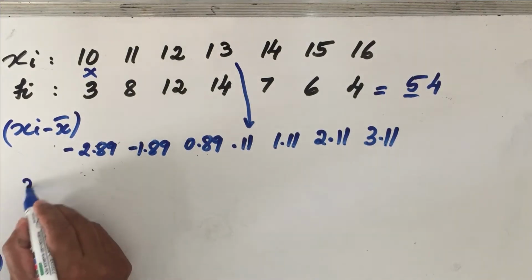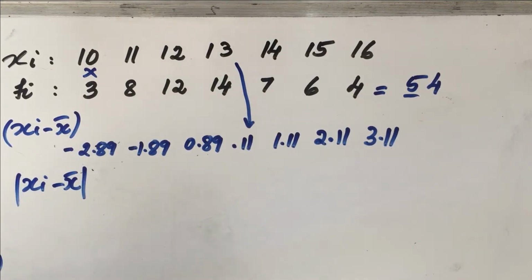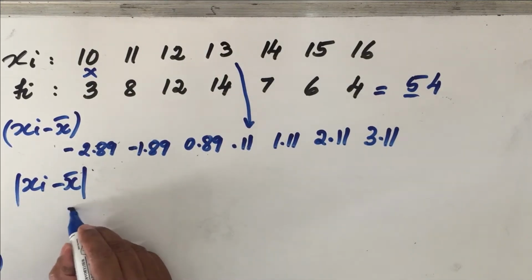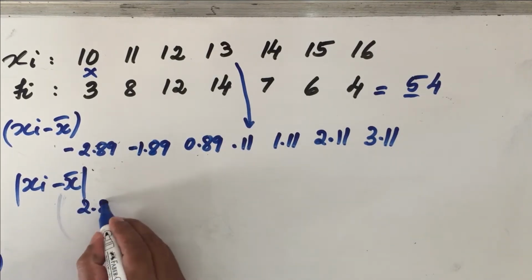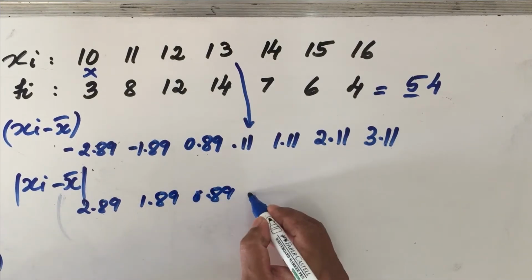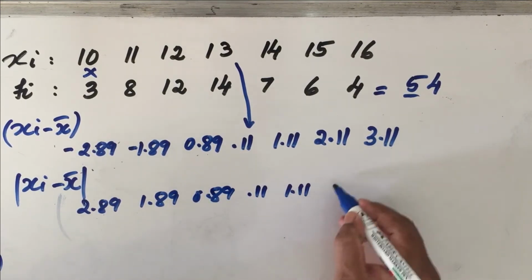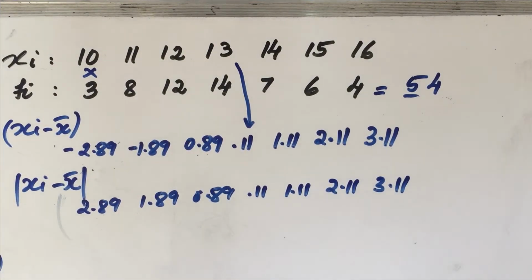Now the next step is the modulus of xi minus x bar. So we ignore the sign. So this is going to be not minus. This is going to be 2.89, 1.89, 0.89, 0.11, 1.11, 2.11 and 3.11. So we also got the modulus.